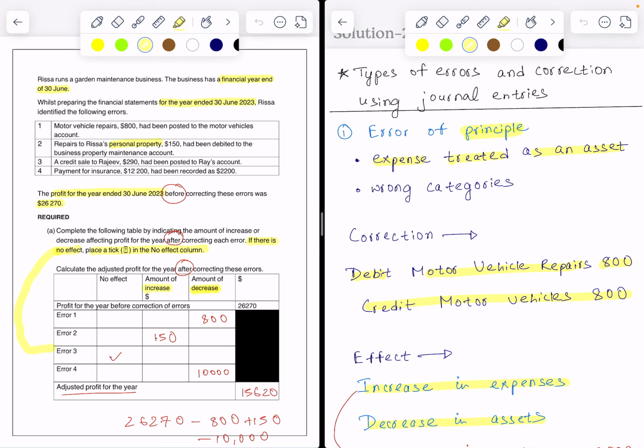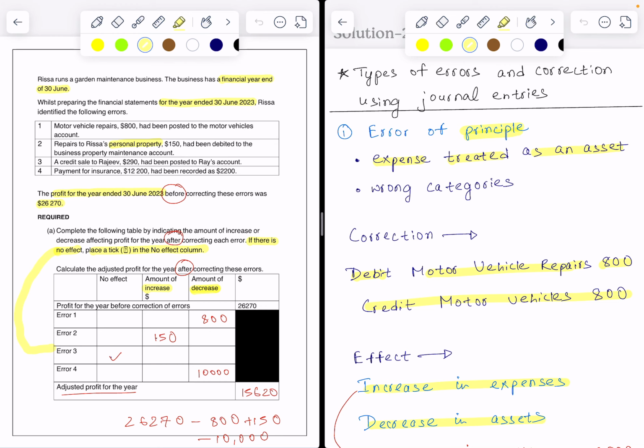In today's lesson, we will practice a question from a past exam. So this question is from 2023, paper 1, and this is question number 3. In this question, we are required to correct the errors and also find the adjusted profits after the correction of these errors, and then understand some accounting concepts which are involved.